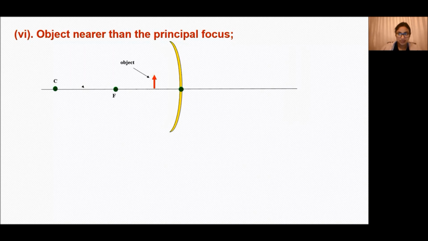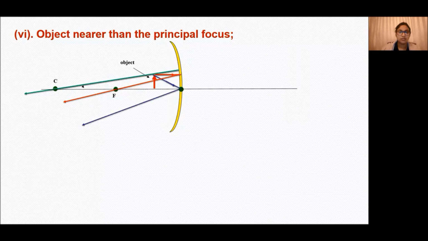The object is placed between the principal focus and the pole. A ray of light passes parallel to the principal axis. After reflection, it passes through the principal focus. Another ray of light passes through the center of curvature and will be reflected back along the same direction. Another ray, which is incident on the pole, will be reflected back, making equal angles.